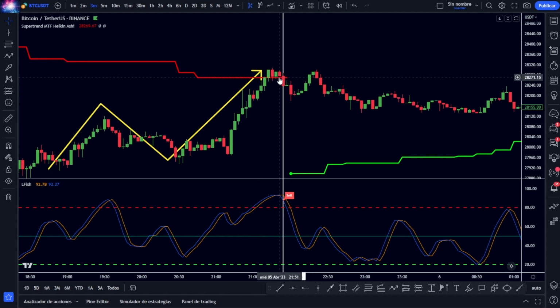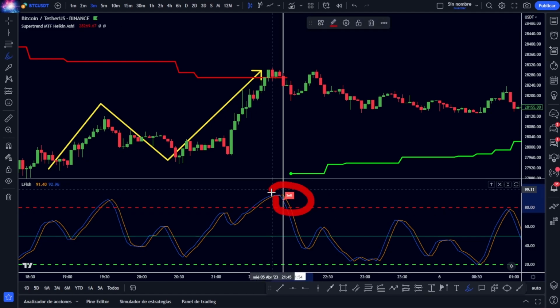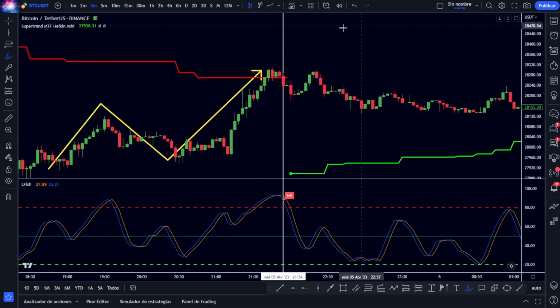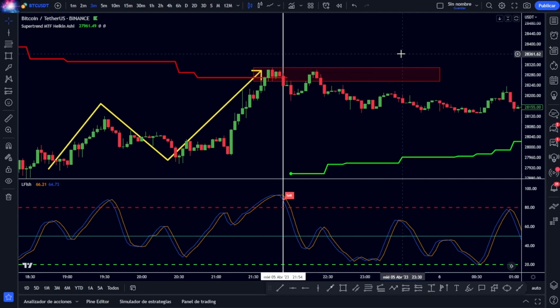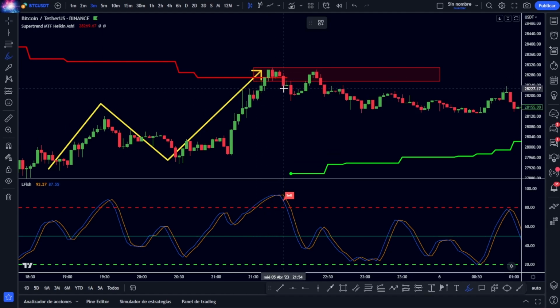We also see that the limited Fisher is entering that overbought area. So all we have to do is wait for that sell signal, and that the price has a first small bounce after contacting that supertrend, which would be our resistance zone. We could even interpret it as a range or complete zone of resistance, where we expect the price to bounce, in this case downwards, and at that moment, when we have our candle bouncing after touching that supertrend, we simply have to place our operation in this way.